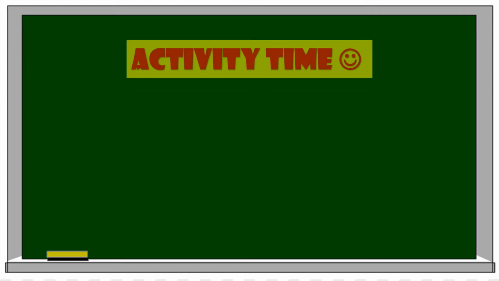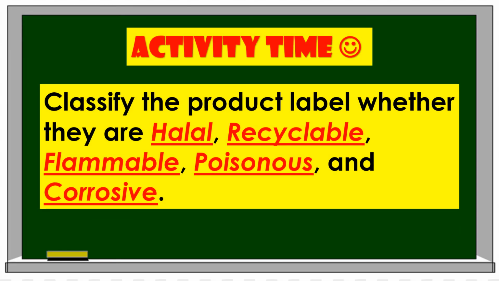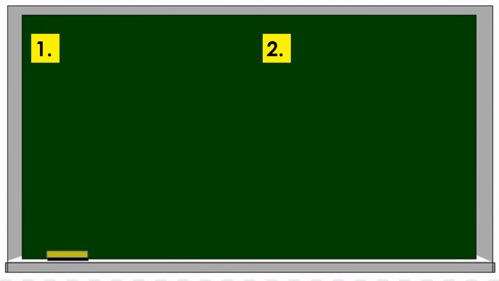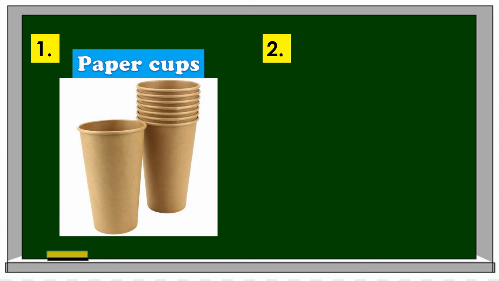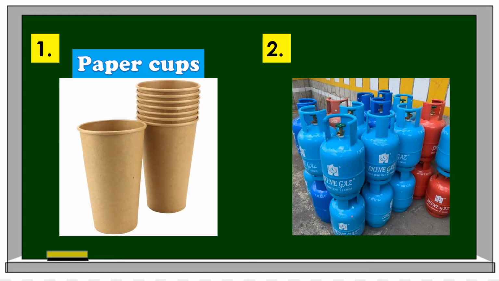Now, let's see if you understand our topic today. Let's have a short activity. Classify the product label whether they are halal, recyclable, flammable, poisonous, or corrosive. Paper. Tax. LPG.